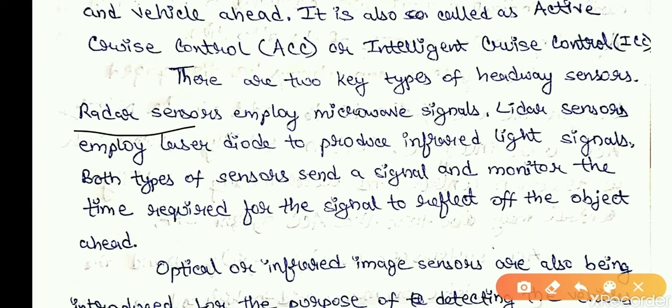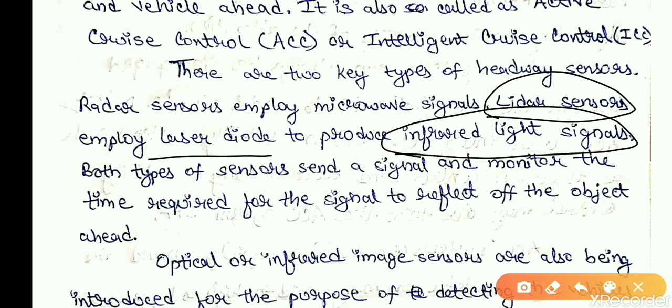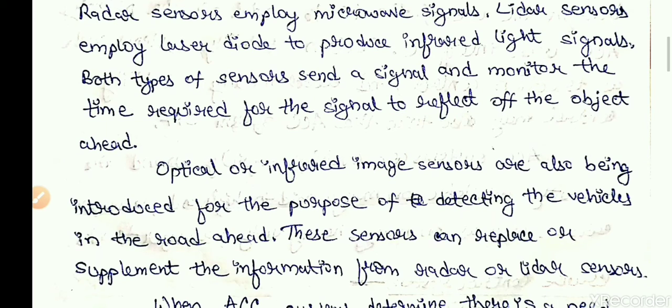The first one is the radar sensor, which generates and transmits microwave signals. The next one, the LiDAR sensor, basically uses a laser diode. That means it generates an LED-like source and produces infrared signals. We all know that infrared light signals cannot be seen by human eyes in normal conditions.